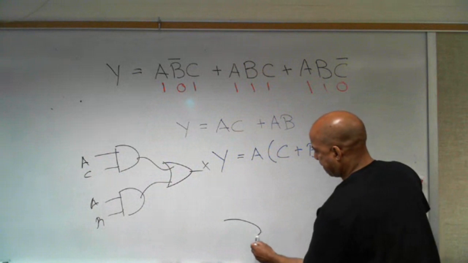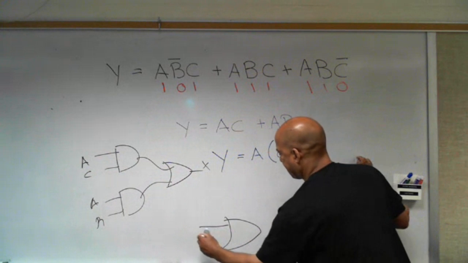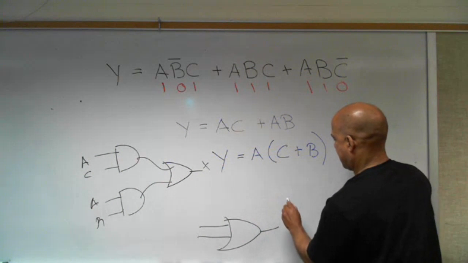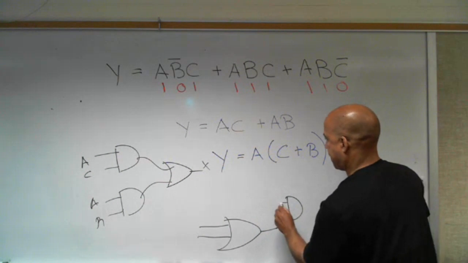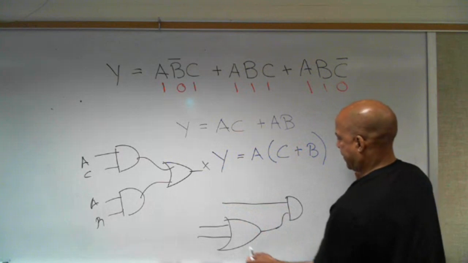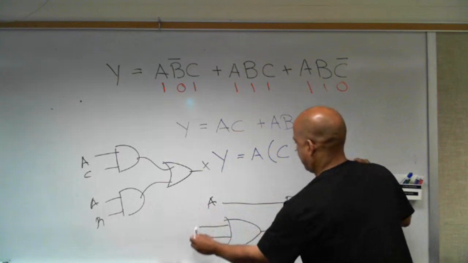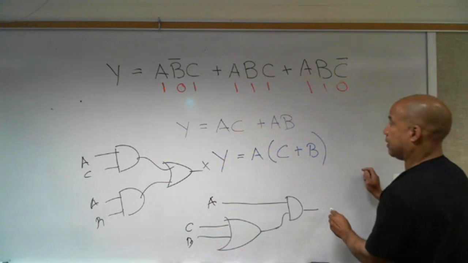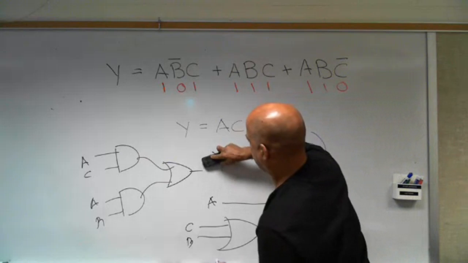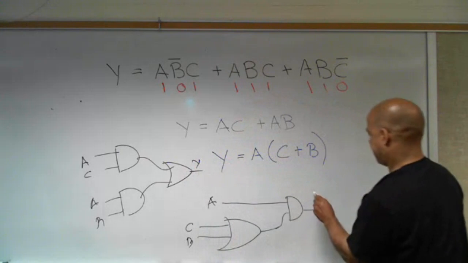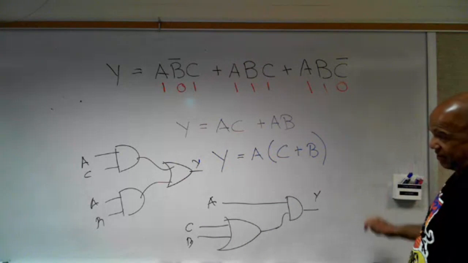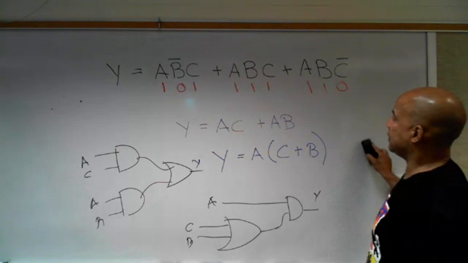If I implement the first one, I got an OR gate, and I got an AND, and then I got A, C, and B that I'm ORing together. And I guess this should actually be a Y. So there's my program represented using gates.